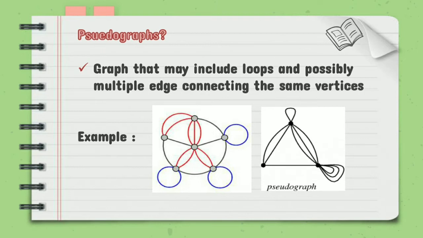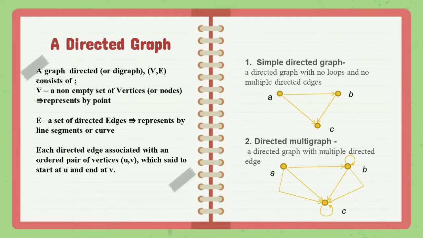So we move to the directed graph. A directed graph is basically the same as the previous ones. It contains vertices and edges, where V is a non-empty set of vertices represented by points, and E is a set of directed edges represented by line segments or curves. Each directed edge is associated with an ordered pair of vertices (U, V), which is said to start at U and end at V. There are two types of directed graph.